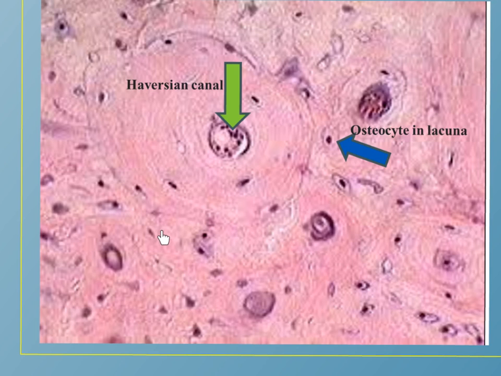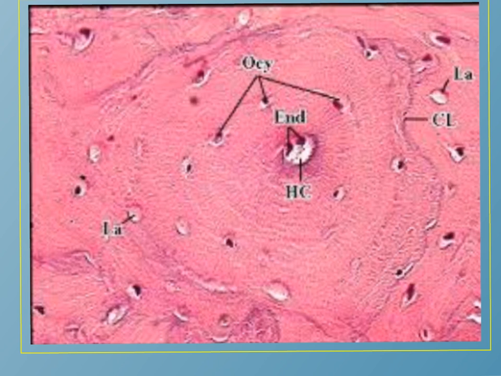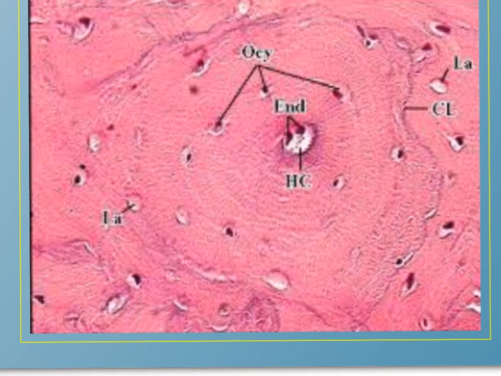And these are the interstitial lamellae here, and this is an osteocyte in its lacuna, and these are Haversian blood vessels inside the Haversian canal. This is also a decalcified compact bone, and it shows a Haversian blood vessel inside the Haversian canal, and this is the endothelial lining of this blood vessel.